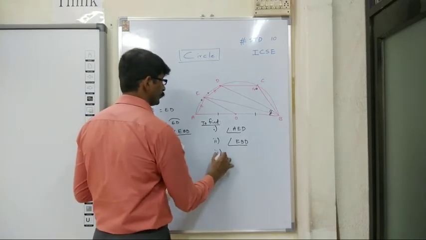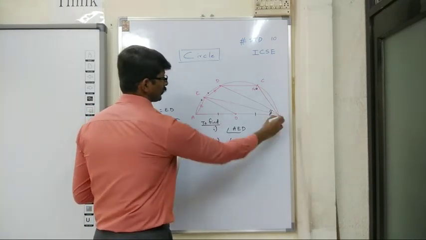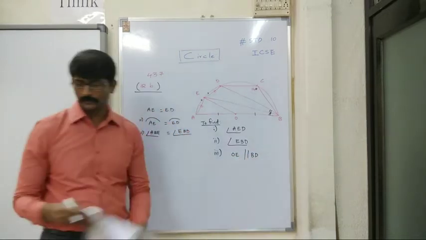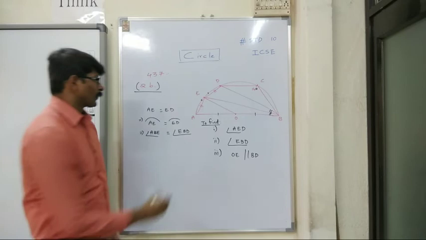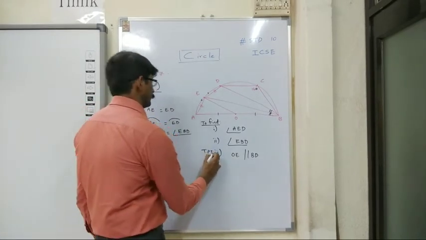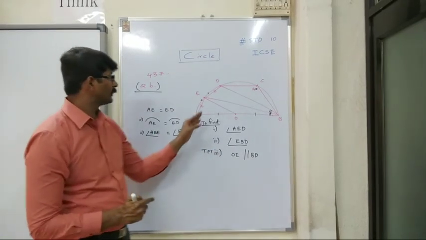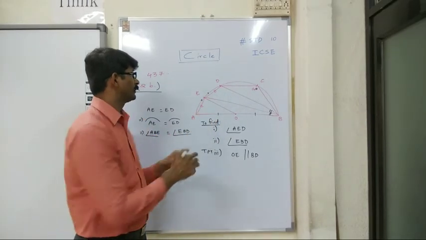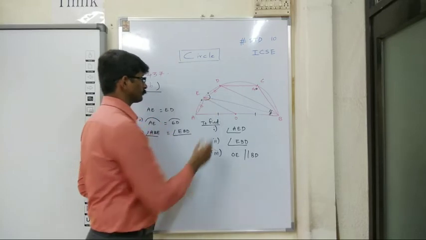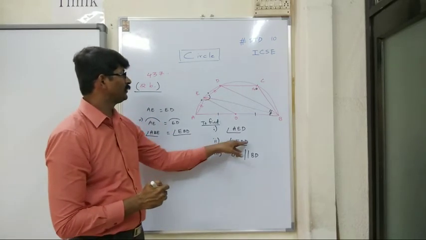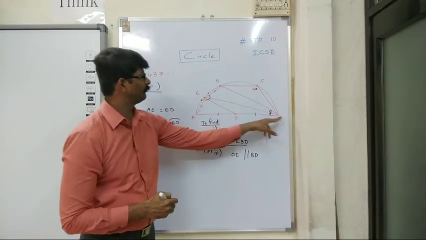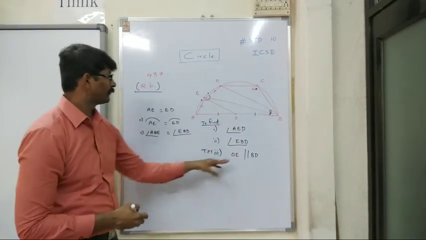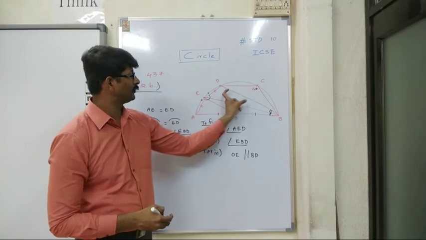The third thing, what we have to do? We have to prove OE is parallel to BD. We have to do these three things. First of all we have to find angle AED. That means we have to find this whole angle. Then angle EBD. Where is EBD? That also we have to find. These are the angles we have to find, and we also have to prove that OE is parallel to BD.